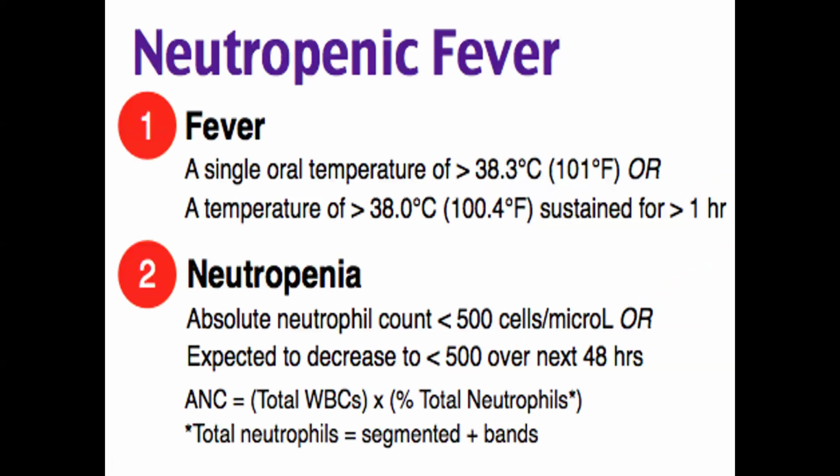Neutropenic fever. This is something we see all the time, and it has a specific indication, a specific definition. It's a fever, either a single oral temperature above 38.3 or a temperature above 38 that's sustained more than 1 hour, plus neutropenia. So it's a fever and neutropenia. That's why they call it neutropenic fever. Okay, with a count less than 500 cells per microliter.